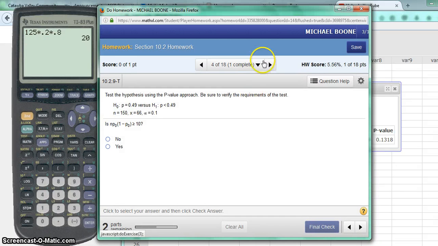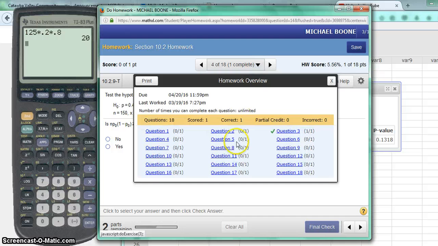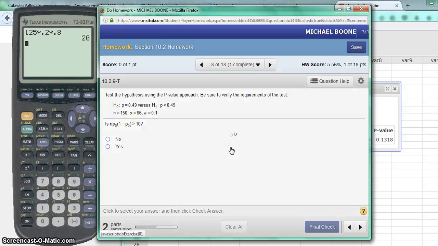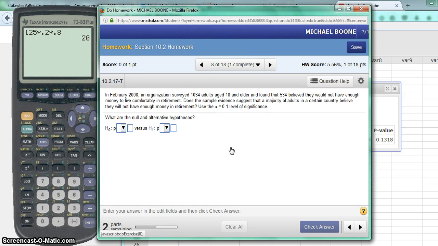Another one to look at is number 8. So this one we're building it, we're making the hypothesis statement. Already know before even reading it that this is equal. Our null hypothesis, we're always going to have an equal.